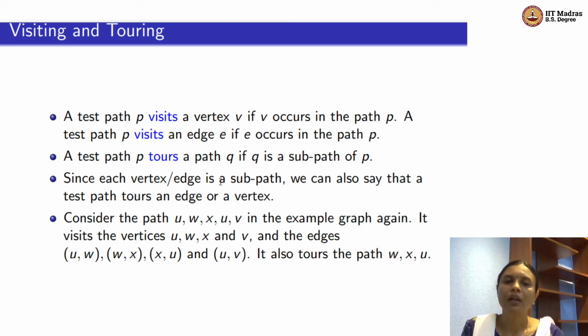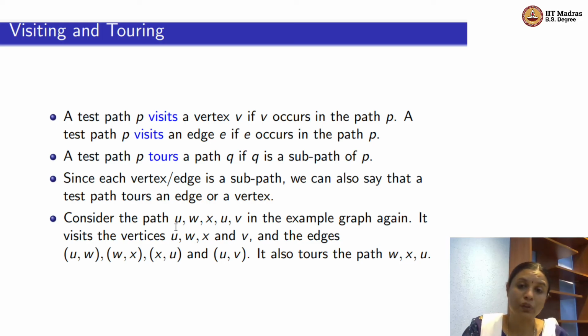Is this clear? Strictly speaking, every vertex that occurs in a path is a trivial subpath of that path. Every edge that occurs in a path is also a trivial subpath of that path. So, touring and visiting are one and the same for vertices and edges. Is this clear?